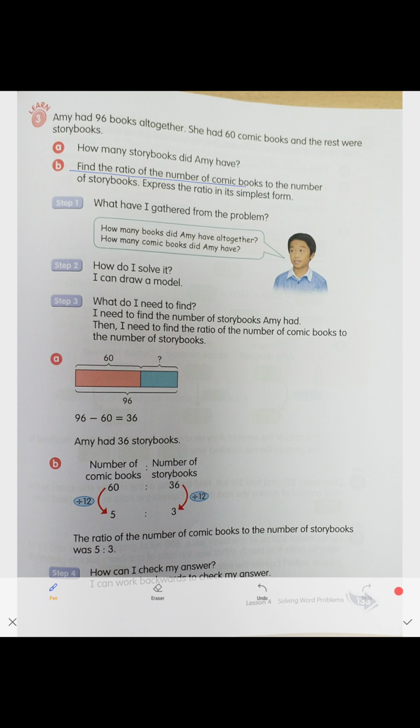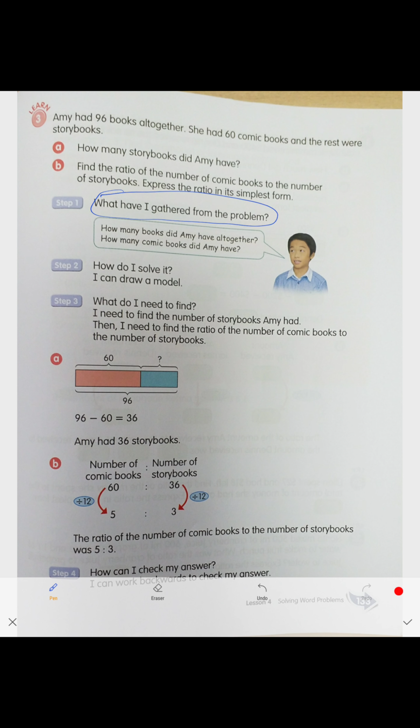And find the ratio of the number of comic books to the number of storybooks. Express the ratio in the simplest form. So this is the thing that they're going to ask you: express the ratio in the simplest form. So here is our guy, he's helping us. He's saying hello. How can we solve this? Step by step.